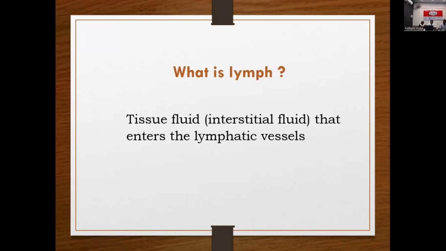What is lymph? Lymph is an interstitial fluid that enters into the lymphatic vessels. We know that in the human body there is interstitial fluid all over the body. That interstitial fluid enters into specialized vessels called lymphatic vessels. At that time, this interstitial fluid is called lymph. So lymph is also interstitial fluid. When it enters into the lymphatic vessel, it is called lymphatic fluid or lymph.